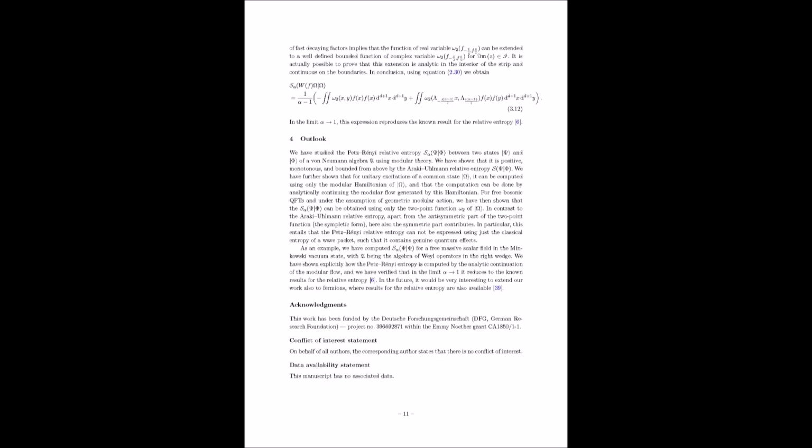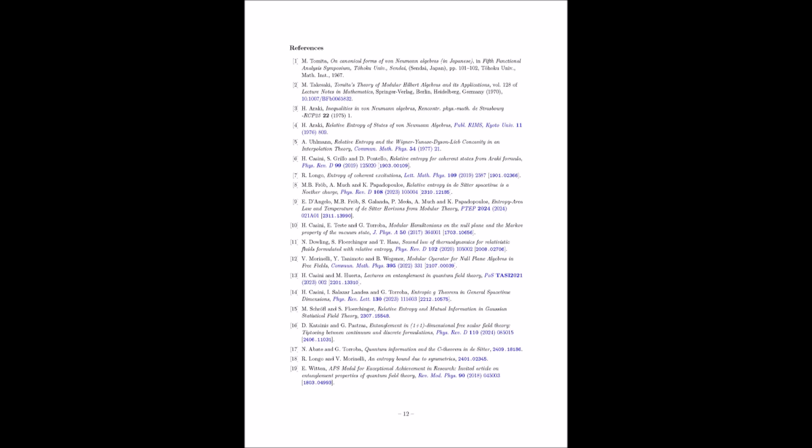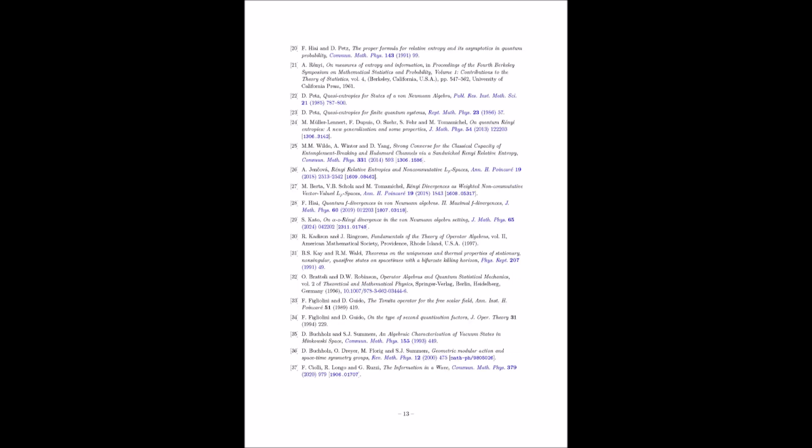Exactly. They then briefly revisit the concrete example of the free massive scalar field in the Minkowski wedge, reminding us that they were able to explicitly calculate the Petz-Rényi relative entropy in that scenario. And they point out that their result nicely agrees with previous calculations for the Araki-Uhlmann relative entropy in the appropriate limit, which gives us confidence in their approach. Right. It's always good to have those consistency checks.